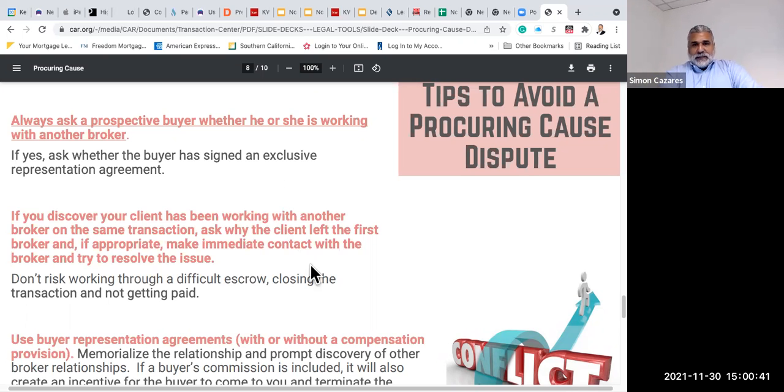If you discover your client has been working with another broker on the same transaction, ask why the client left the first broker, and if appropriate, make immediate contact with the broker and try to resolve the issue, okay? Don't risk working through a difficult escrow, closing the transaction and not getting paid. If you know immediately, team, that your clients are cheating, immediately bring it to your broker's attention and take the necessary action. Don't wait, don't prolong this and then wait until it closes, because by that time, I can tell you it's going to be very, very difficult, because remember, it's like the scale, the weight of the law, right?